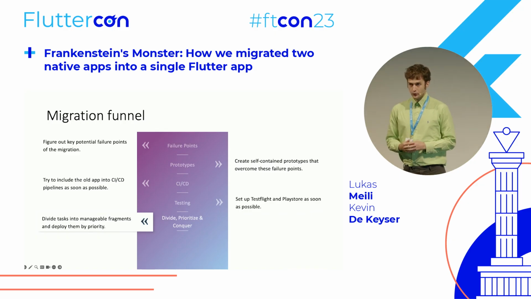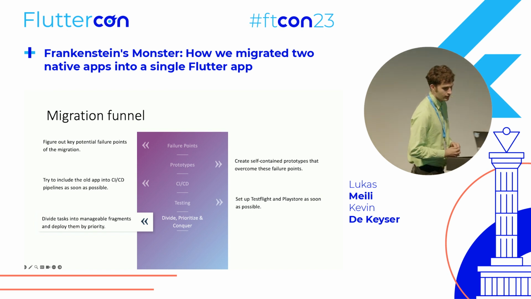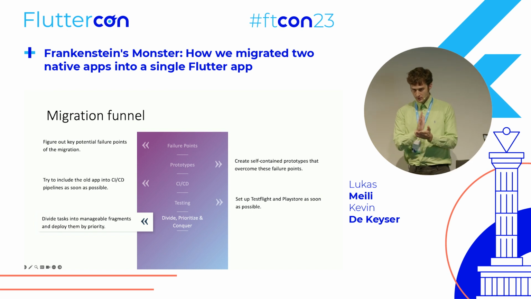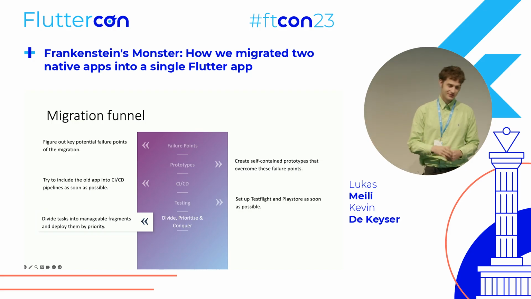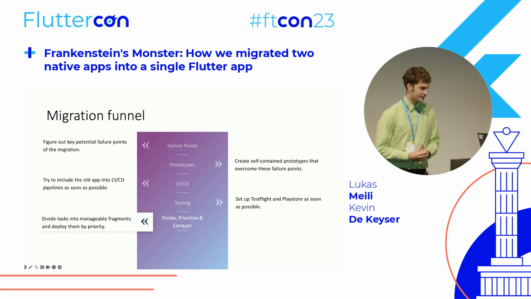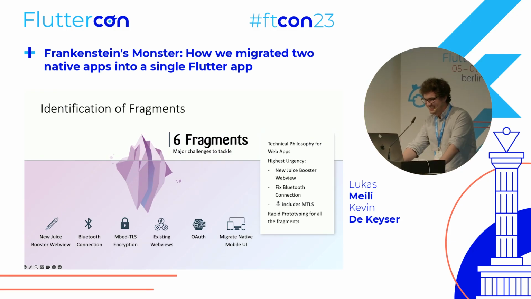So you find out fragments in your code that you want to migrate. You divide your code into these fragments, and then you prioritize them based on how bad they are, and those are the ones you want to migrate first to rescue the code base. So, Lukas, please rescue the code base.